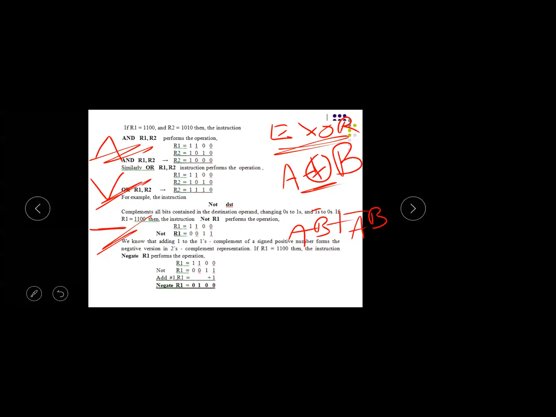And the truth table: 0 0 1 0 0 1 1 1. When both inputs are the same, the output is 0. When both inputs are different, the output is 1. This is the XOR gate output truth table. This is called the XOR gate. NAND, NOR, and XOR.